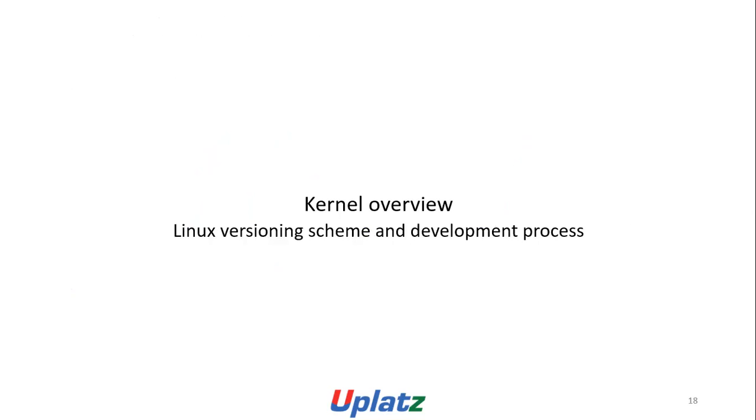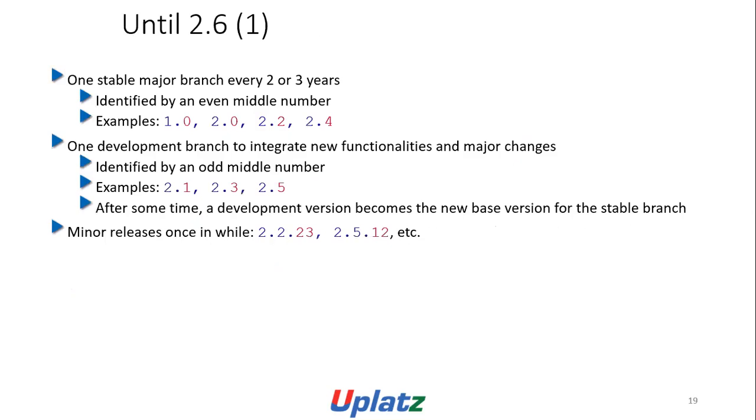Kernel Windows overview: the Linux versioning scheme and development process. One stable major branch every 2 or 3 years, identified by an even middle number. Examples: 1.0, 2.0, 2.2, 2.4. One development branch to integrate new functionalities and major changes, identified by an odd middle number: 2.1, 2.3, 2.5. After some time, a development version became the new base version for the stable branch. Minor releases come once in a while.